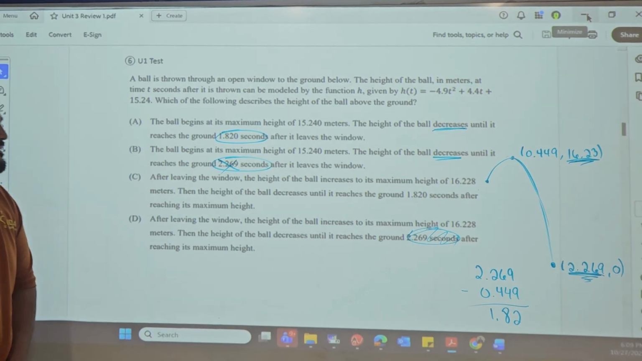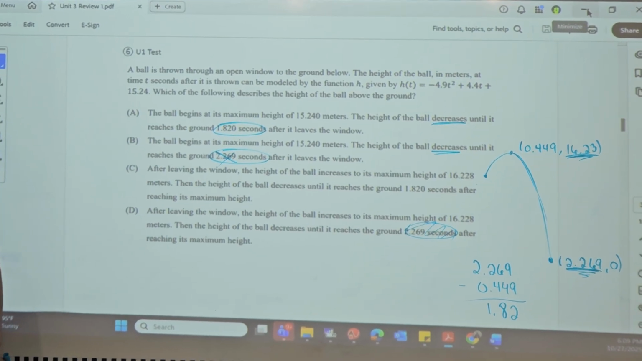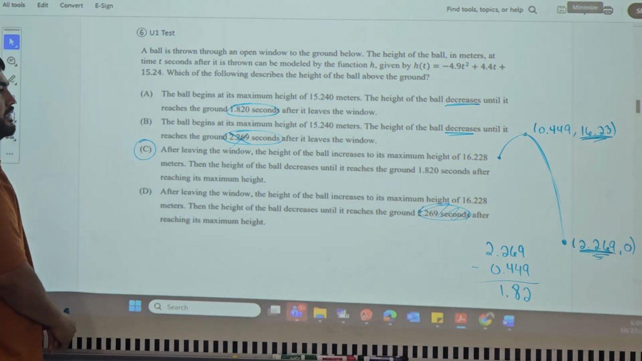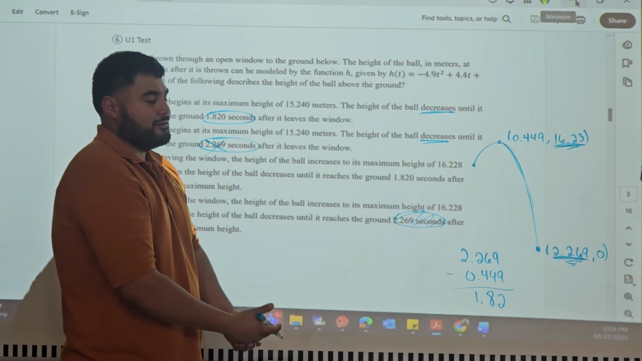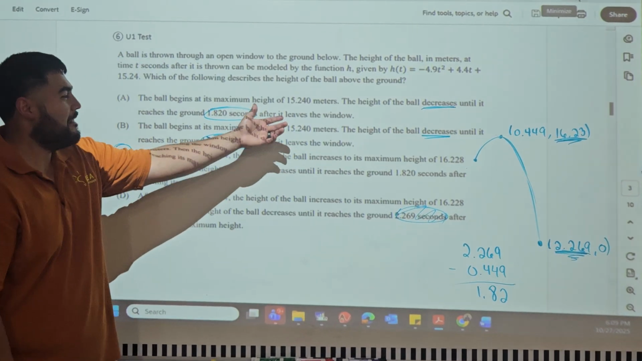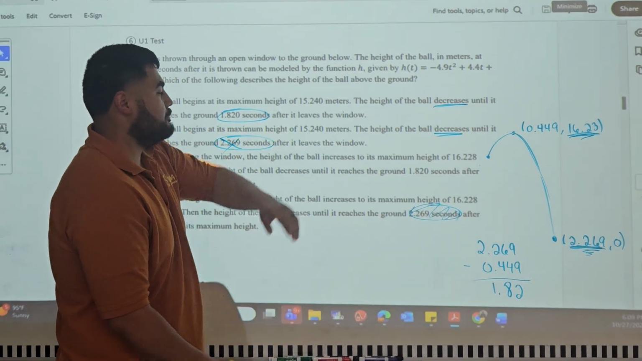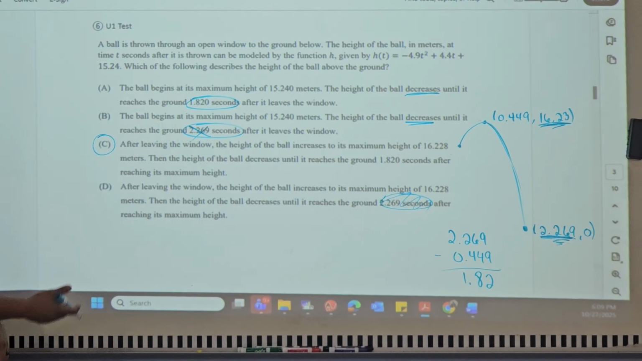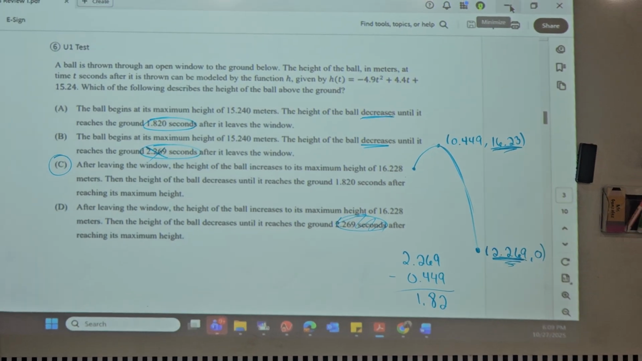Sorry about that. But for now, which one makes more sense? Well, C, right? And then there I go again. Right. So, 16.23 is the maximum, right? Not 15.24. The answer is obviously C.